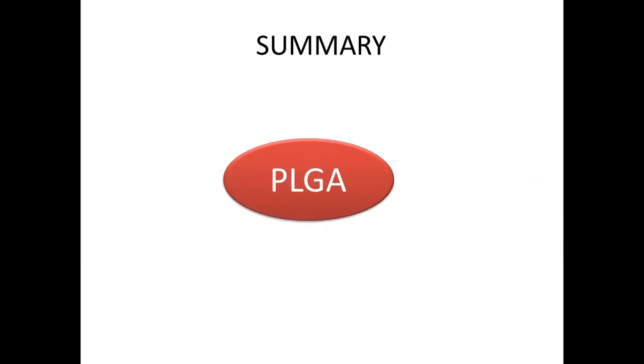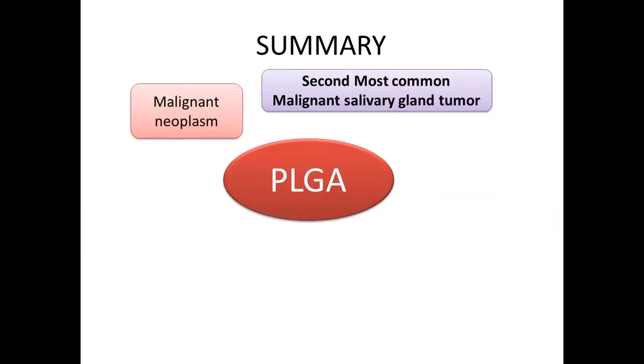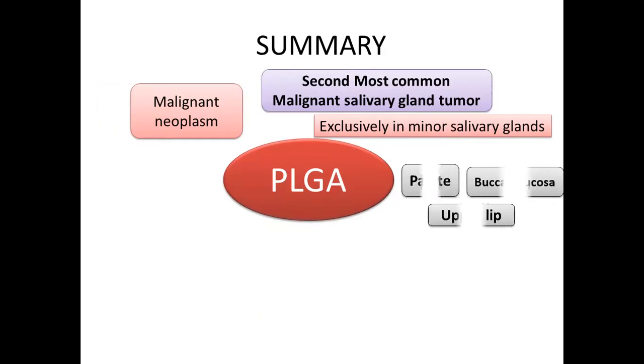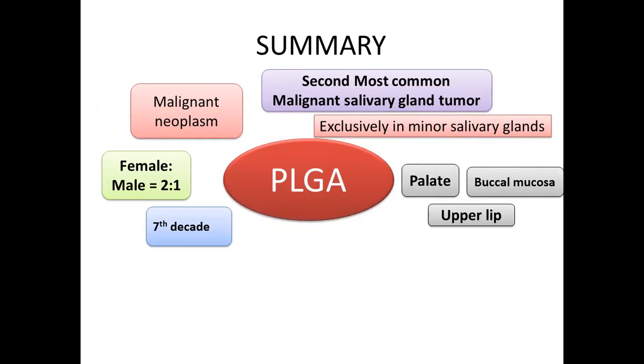So to summarize, when we talk about PLGA, it is a malignant neoplasm of salivary gland origin. It is the second most common malignant salivary gland tumor after mucoepidermoid carcinoma. It is almost exclusively seen in minor salivary glands, although a few cases can be reported in other glands also. The most common site is the palate, followed by the buccal mucosa and upper lip. It is more commonly found in females, and the age predilection is the 7th decade. The hotspot mutation seen in PLGA is PRKD1.